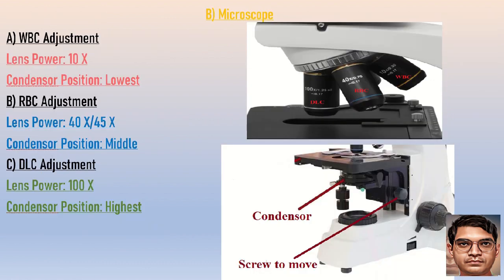Now, the things needed to recall in the microscope are: lens power used for WBC count should be 10x and the position of the condenser should be lowest. Power for RBC count should be 40x or 45x, whichever is present, and the condenser should be in the middle position. Power of lens during DLC practical should be 100x and condenser position should be highest.